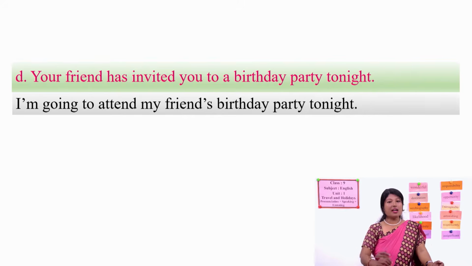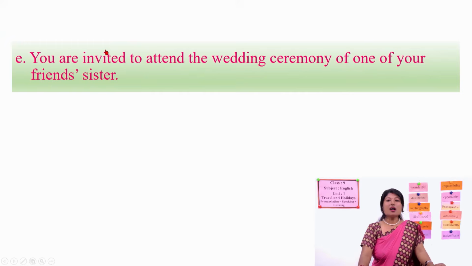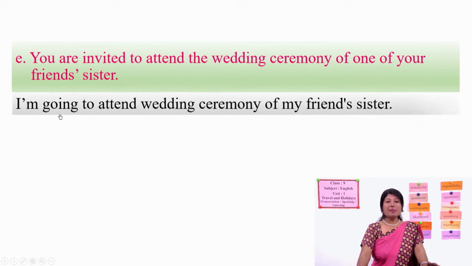Okay. I am going to attend my friend's birthday party tonight, right? So your friend has invited you, and your intention or plan is that you are going to attend it. Next, E number. You are invited to attend the wedding ceremony of one of your friend's sisters. Then what's your intention or plan? I'm going to attend the wedding ceremony of my friend's sister. So you can express it in this way.